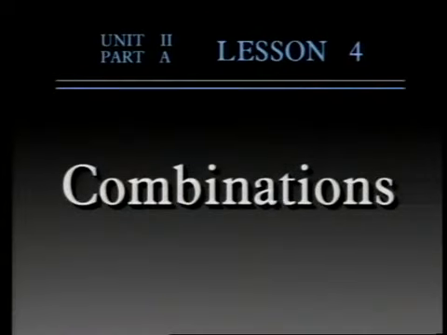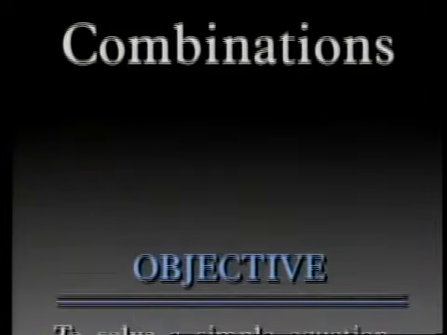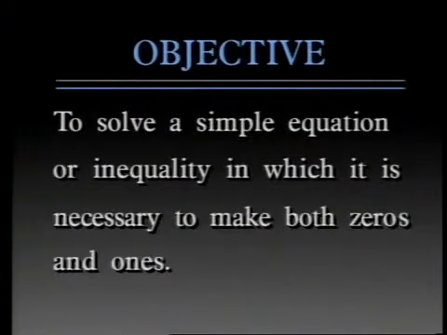Unit 2, Part A, Lesson 4, Combinations. Objective: to solve a simple equation or inequality in which it is necessary to make both zeros and ones.